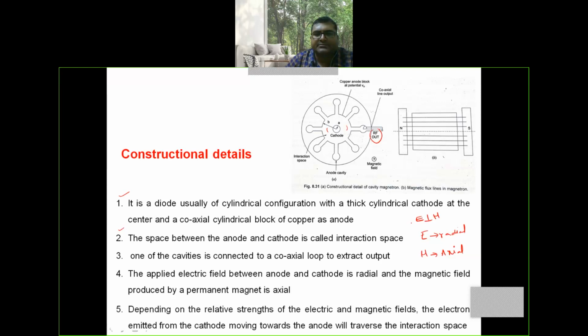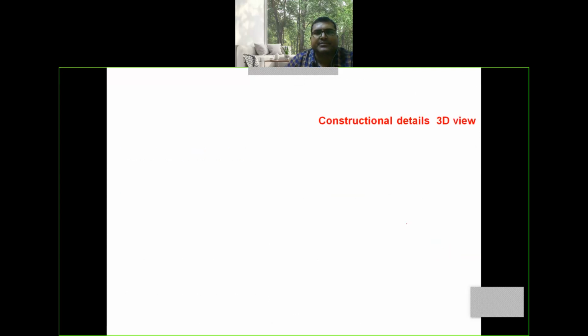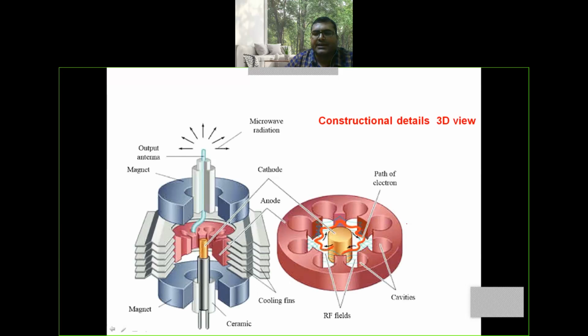Depending on the relative strengths of the electric and magnetic fields, the electrons emitted from the cathode moving towards the anode will traverse through the interaction space. Constructional details in 3D view.